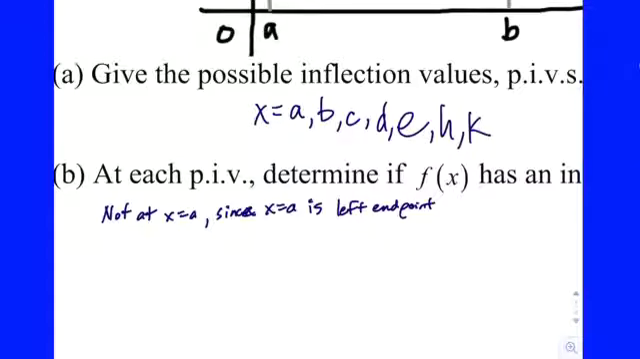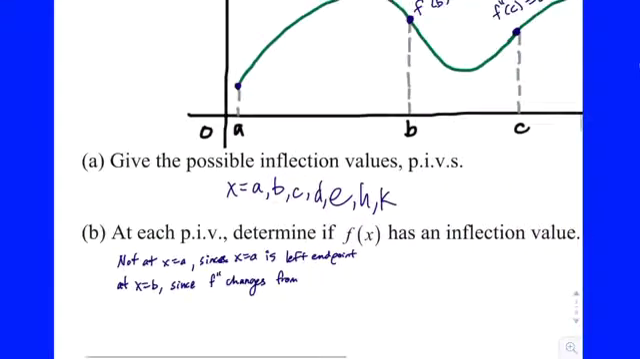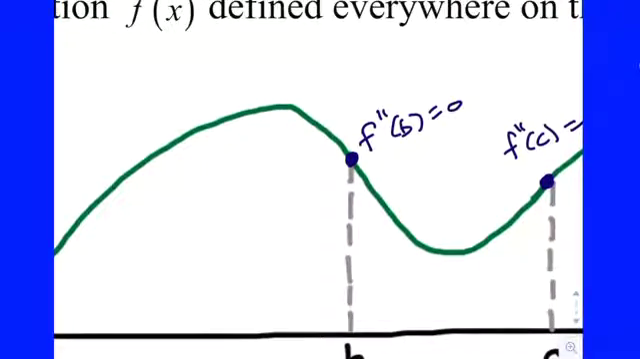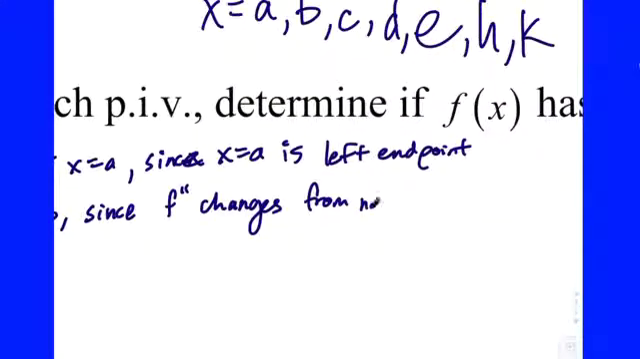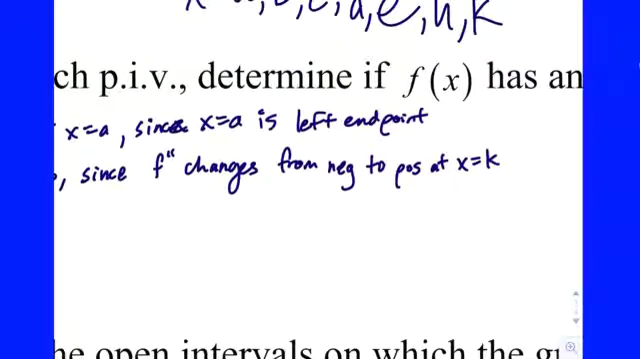Yes, right? Yes. At B, at X equals B, comma, since F double prime changes, remember we always want to get in the habit of talking about a sign change. So since F double prime changes from what to what there? It's negative to positive. Good. So instead of saying F changes from concave down to concave up, we're going to say F double prime changes from negative to positive, at X equals B. The same justification that we did for the first derivative test.